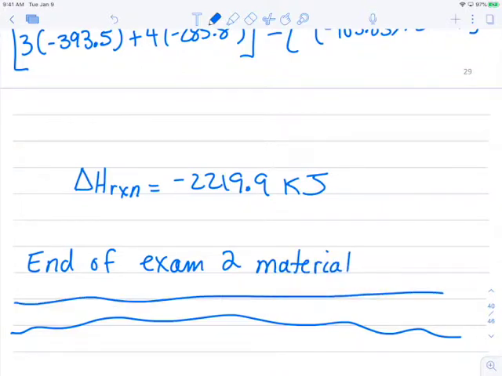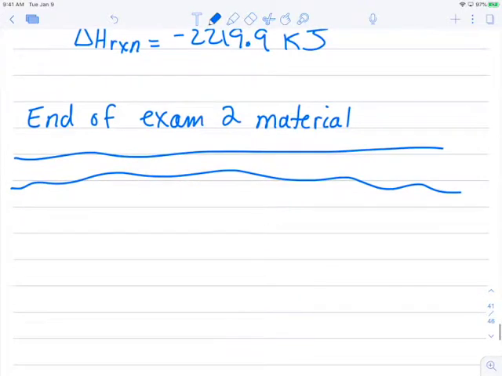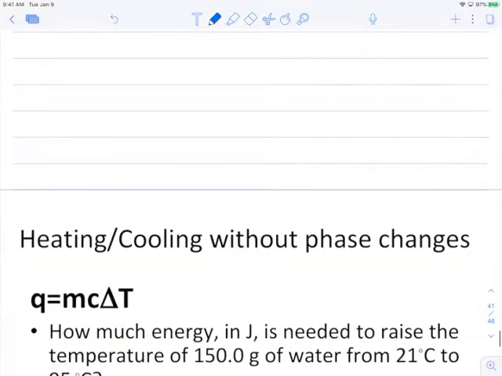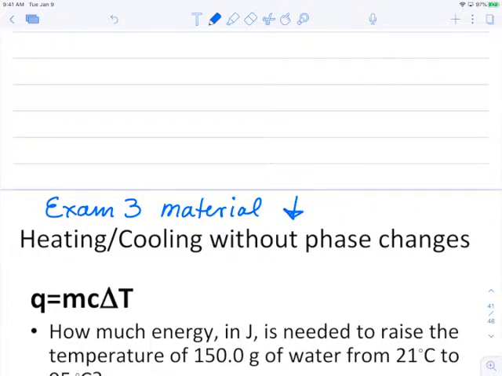So the material that's below this line, this will be for exam 3. So I'm going to put a note here that says exam 3 material. I trust you guys won't be too heartbroken that we're going to break for the exam right here.